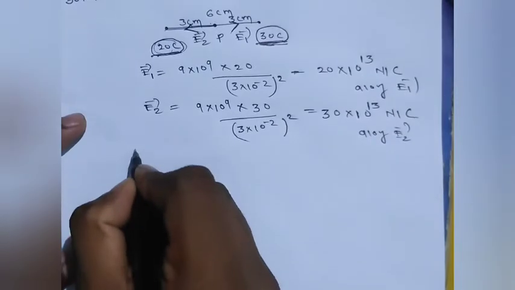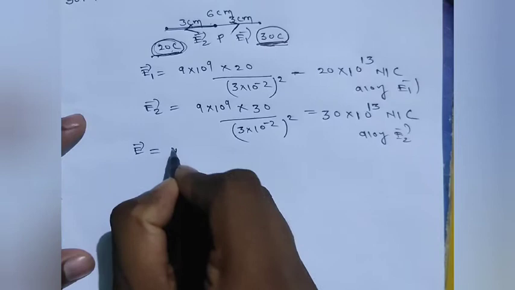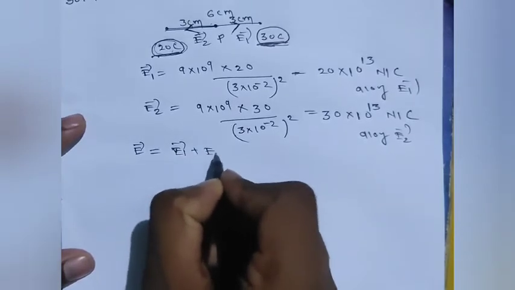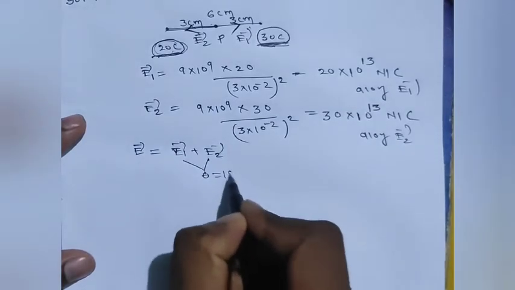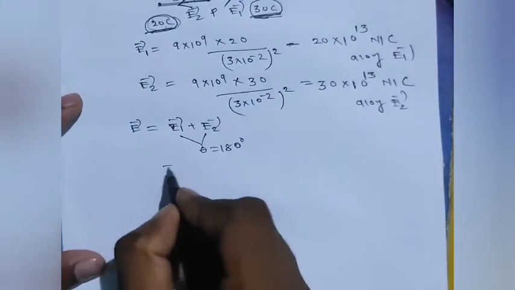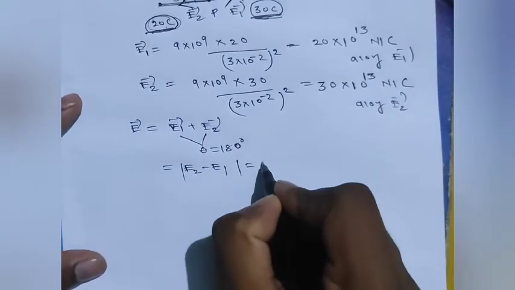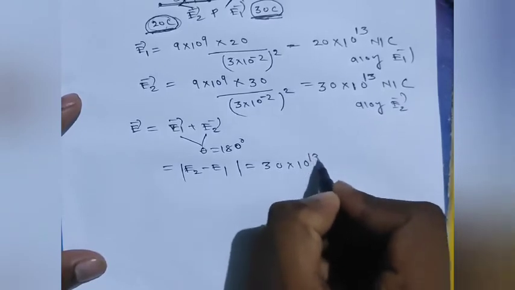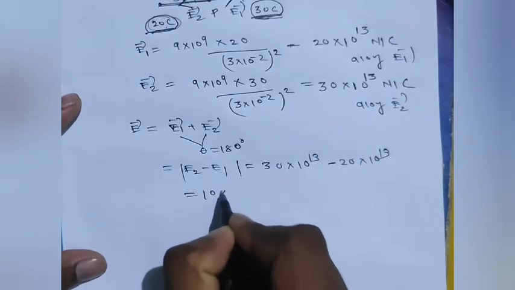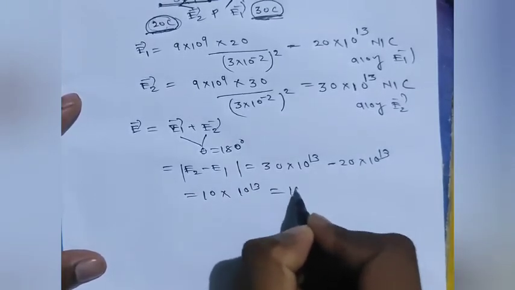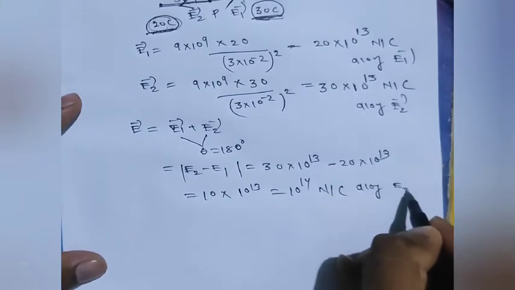So now I shall find electric field at point P, which is nothing but the vector sum of the E1 vector and E2 vector. See, angle between E1 and E2 is 180 degree. For 180 degree, the resultant electric field will be simply E2 minus E1. So E2 is how much? 30 into 10 to the power 13, and E1 is 20 into 10 to the power 13. So it's simply 10 into 10 to the power 13. It's simply 10 to the power 14 Newton per coulomb, and it will be directed along E2, because E2 is greater than E1.